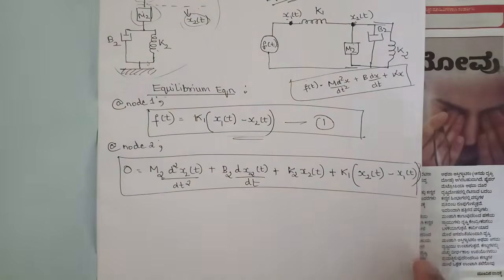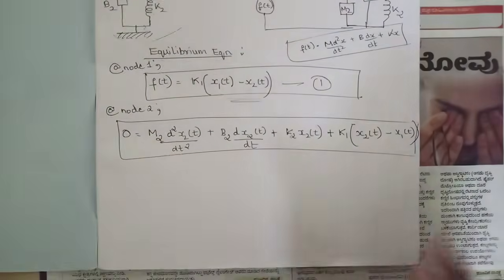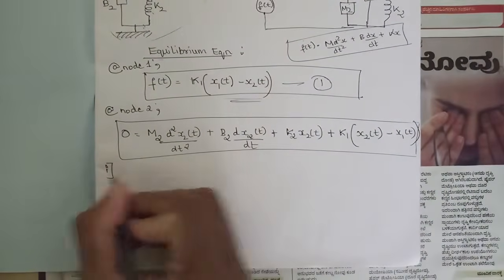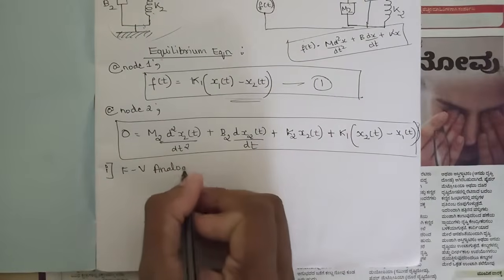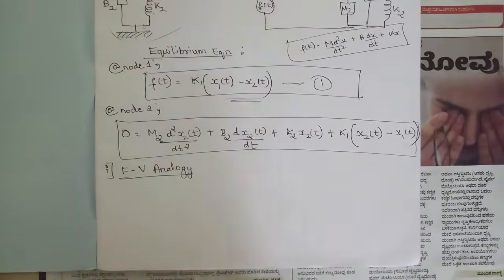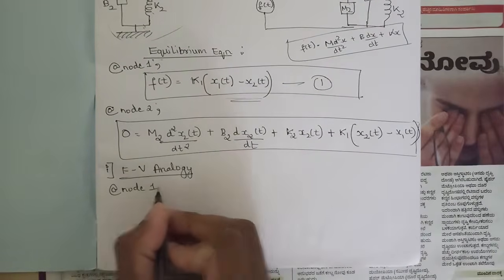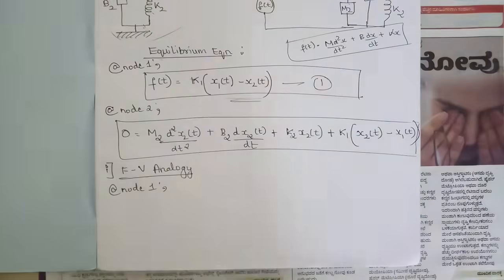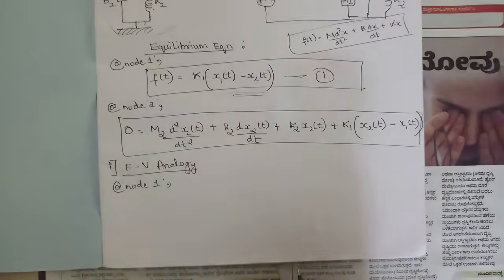So these are the equilibrium equations for node 1 and node 2. Now the real problem starts, that is, first consider the FV analogy. At node 1 we need to be writing the equation, the FV analogy.